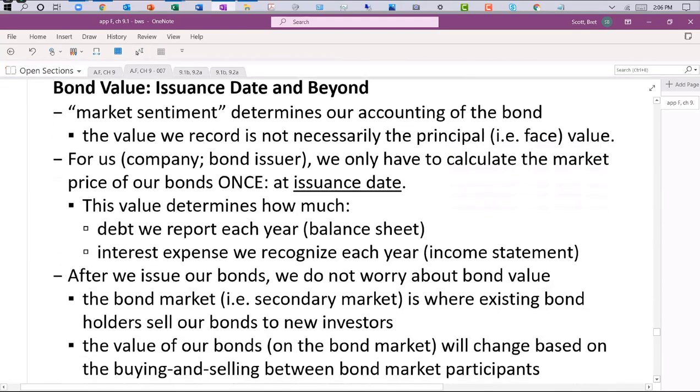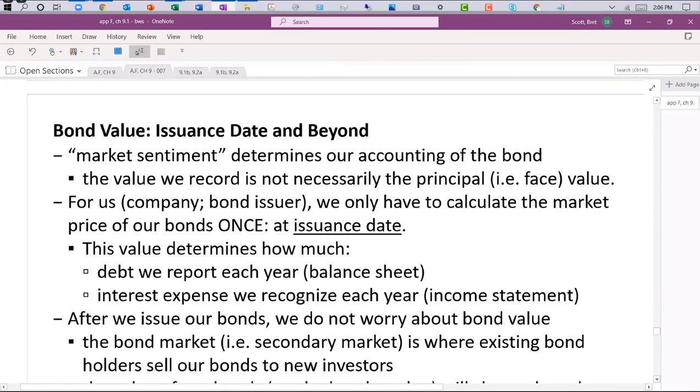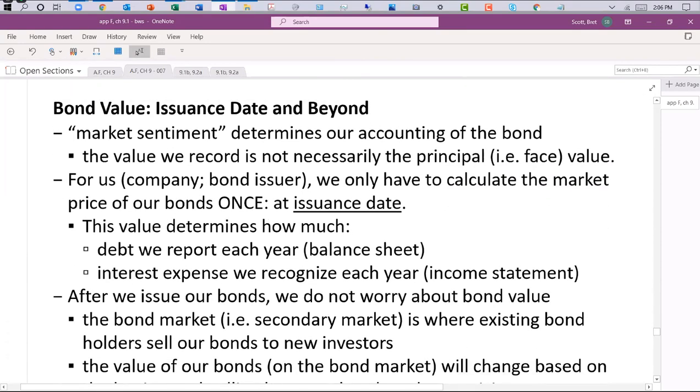Now, in the case where we're talking about these different prices, these proceeds that we receive, it's based off of market sentiment. When we're looking at the present value calculations, we only have to look at the market sentiment once, and that is at the issuance date, because it's that price that determines the accounting we have to do from day 2 onwards. So it's not like we have to keep doing these pricing evaluations over and over again. We only have to do them once when we issue these bonds.